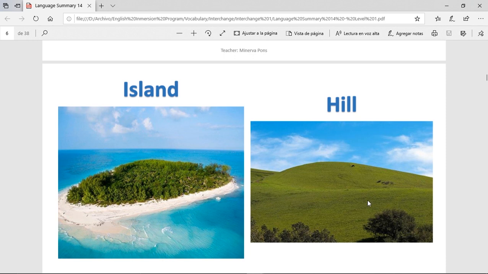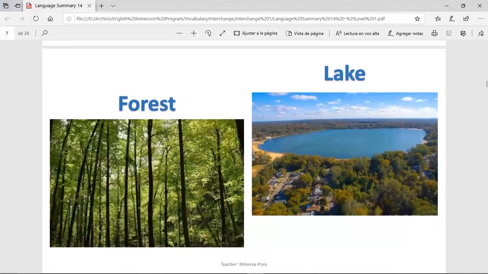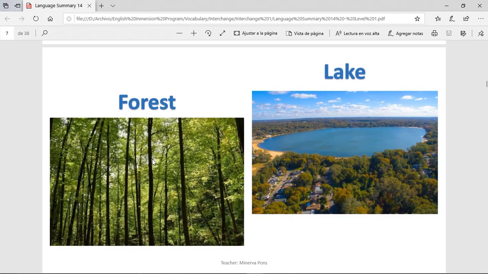A hill. This is a hill. It's kind of like a mountain, but not so big. And usually it doesn't have any trees or anything. It's like an elevated mass of land. We have a forest. That is a place that has a lot of trees. For example, you can also say that this is a forest.